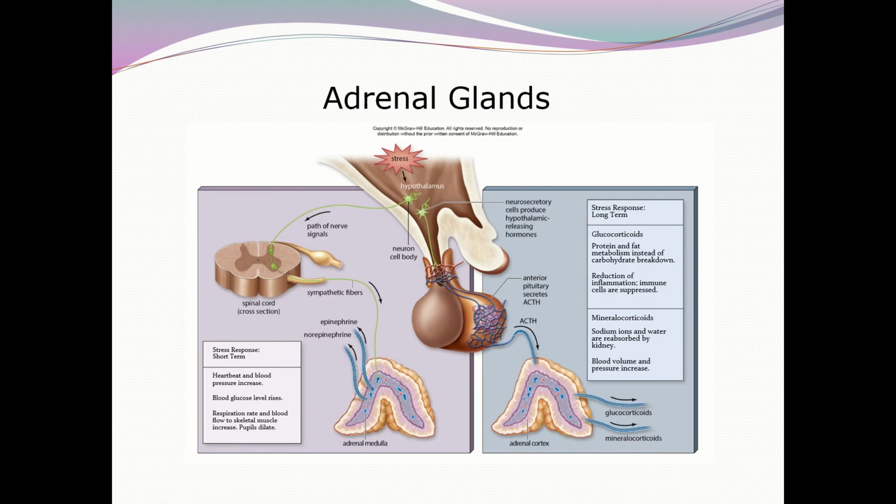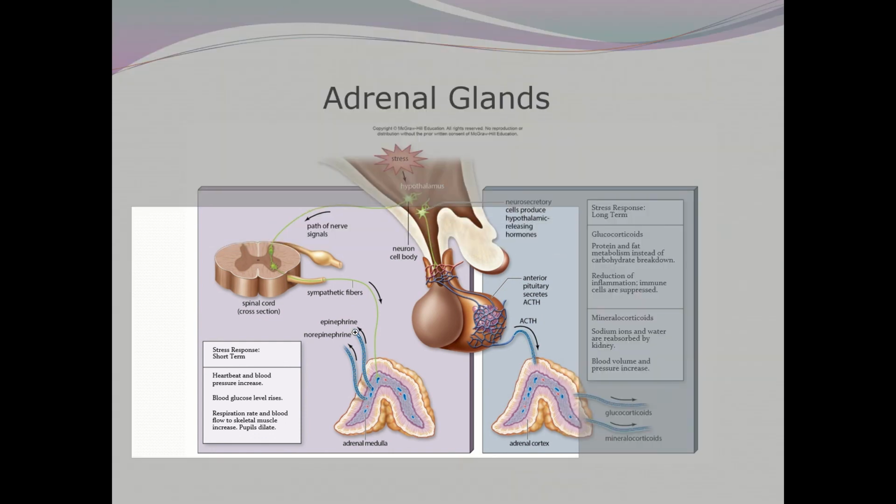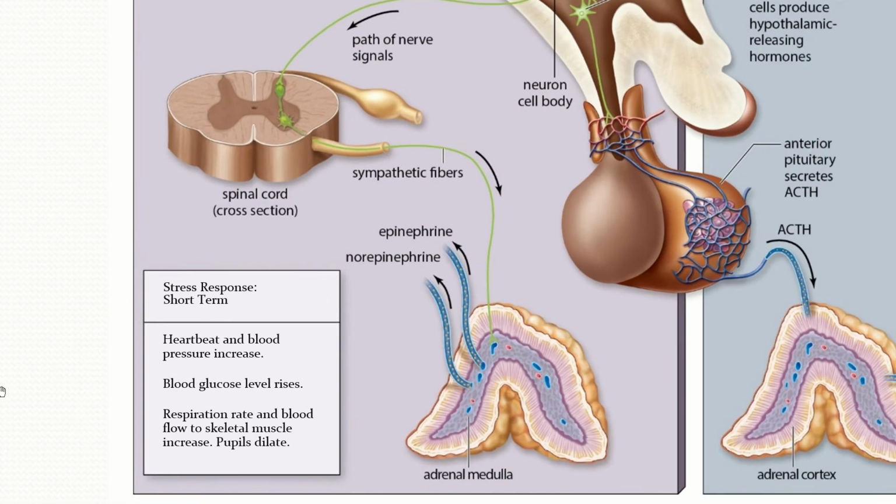This table shows how the adrenal glands release these hormones. In the stress response, the short-term effect will be caused by epinephrine and norepinephrine. And this will increase heartbeat and blood pressure, and will cause blood glucose levels to rise. Also, respiration rate and blood flow to skeletal muscles will increase, as will the pupils dilate.